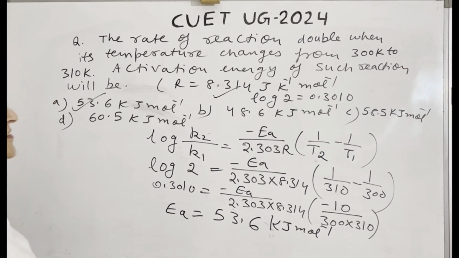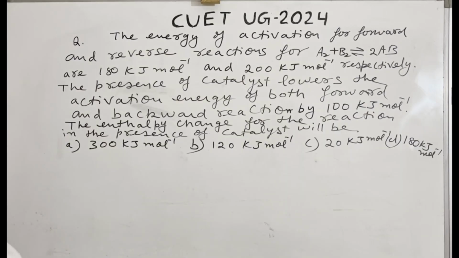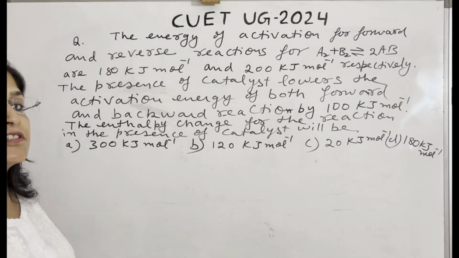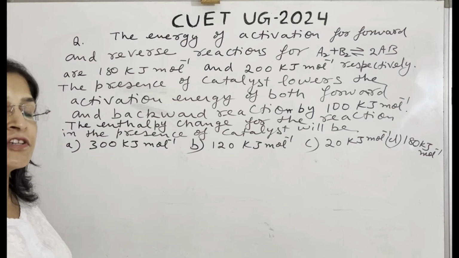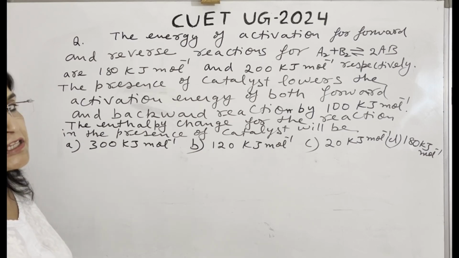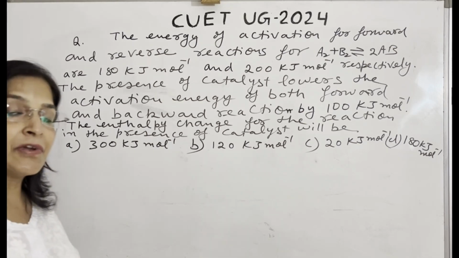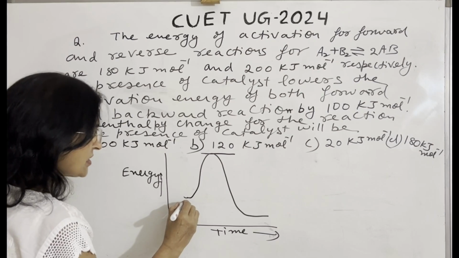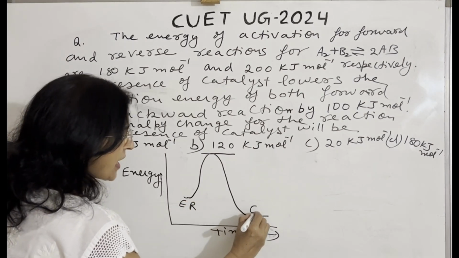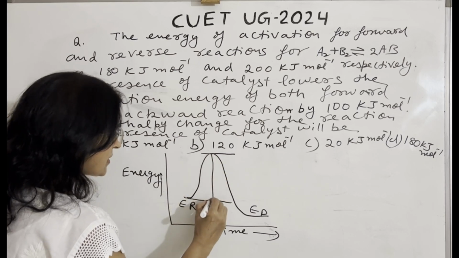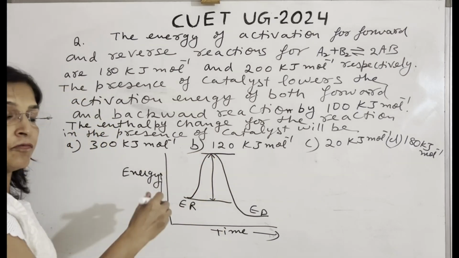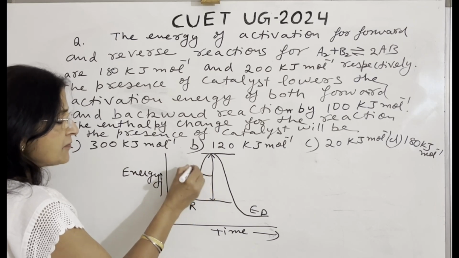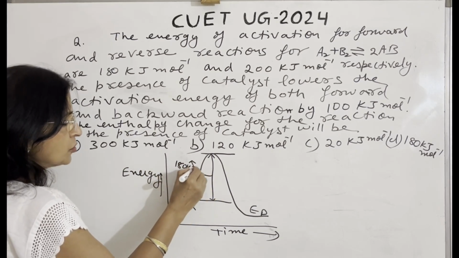Now next question. The energy of activation for forward and reverse reaction of A2 plus B2 giving 2AB are 180 kilojoules per mole and 200 kilojoules per mole. When this reaction is done in the presence of catalyst, activation energy decreases for forward reaction as well as for backward reaction. First we will draw the graph for this reaction. This is energy of reactants. This is energy of products. This is activation energy for forward reaction. The value for this is given 180 kilojoules per mole.